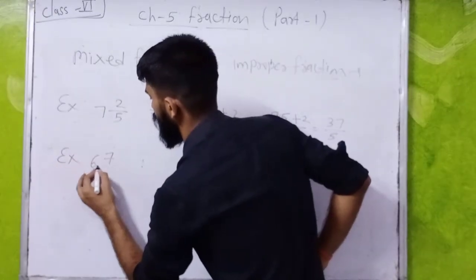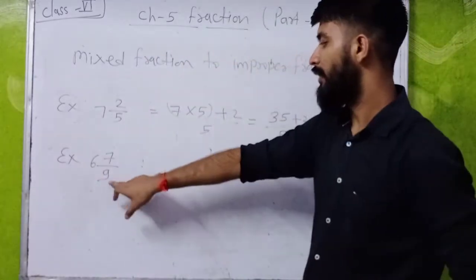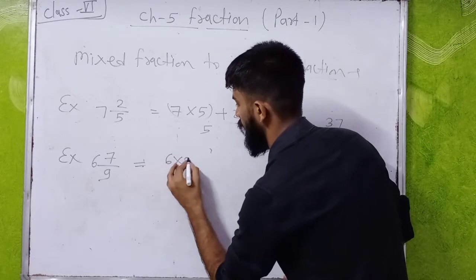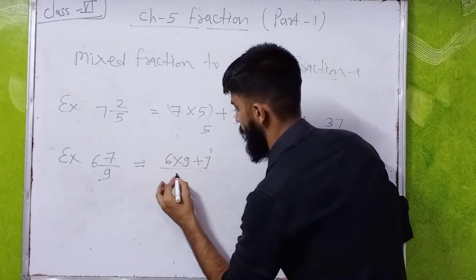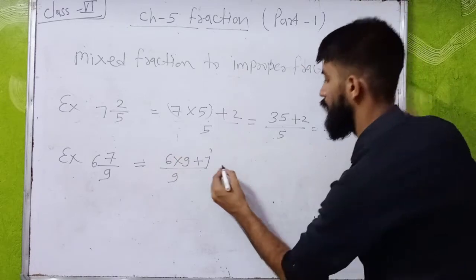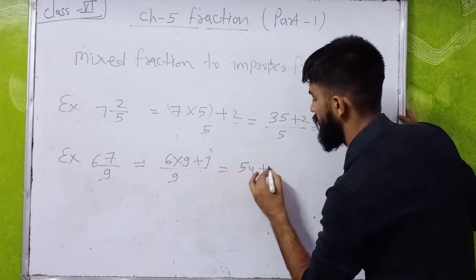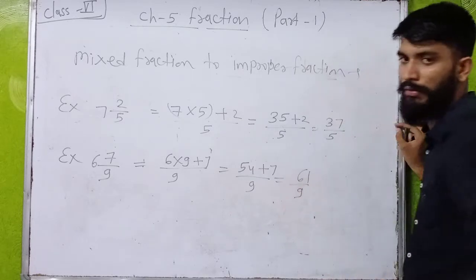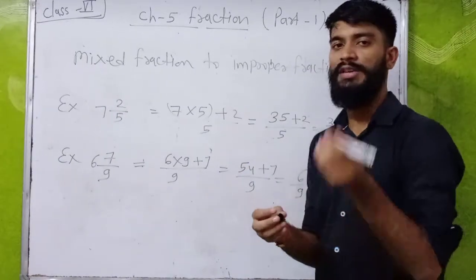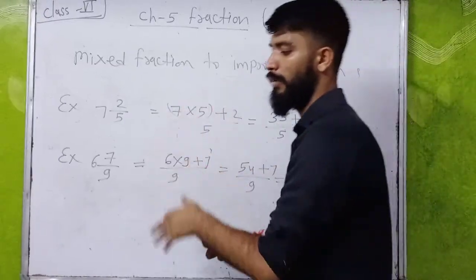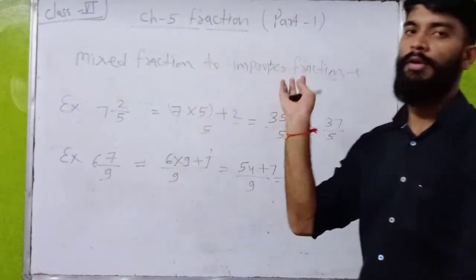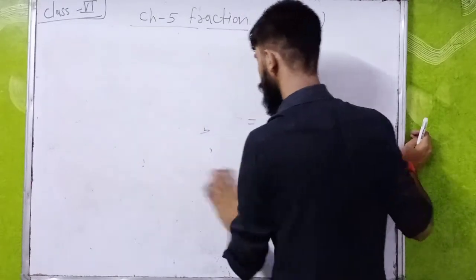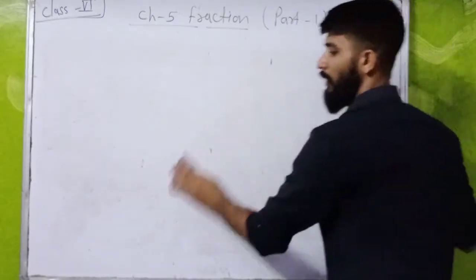Another example: 6 and 7 upon 9. Here first of all 6 multiplied with 9. 6 times 9 is 54, plus 7, divided by 9, so it becomes 61 divided by 9. So this is the simple concept of mixed fraction to improper fraction, and the previous topic was improper to mixed. Now, comparing.